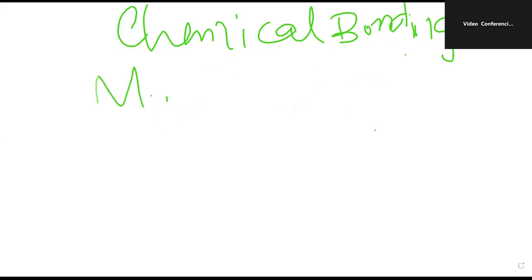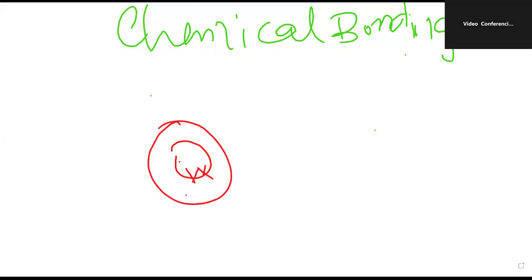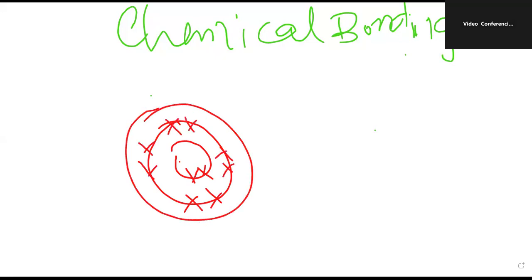So the magnesium atom has atomic number 12, so the number of electrons is 12. So we can see the shells. In the first shell of magnesium, there are 2 electrons. In the second shell of magnesium, 8 electrons, and the remaining 2 electrons in the third shell.